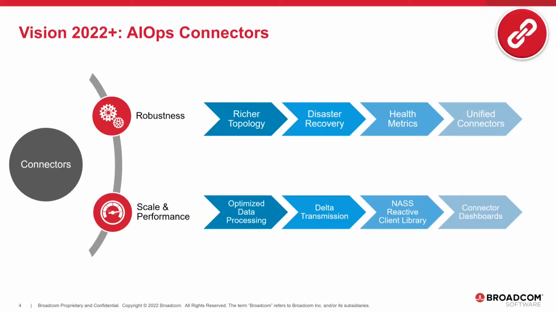On the other front, improving scale and performance, we are working on multiple areas to optimize data processing and minimizing the data transfer requirements to only the delta, so that it optimizes the bandwidth use. We are also making some backend improvements on the NAS reactive side to improve performance, and also creating dashboards for connectors.